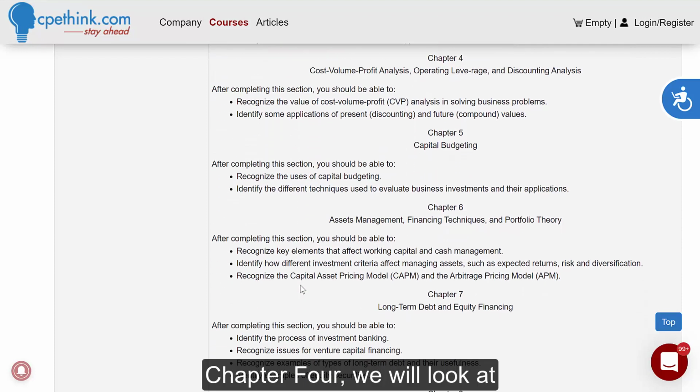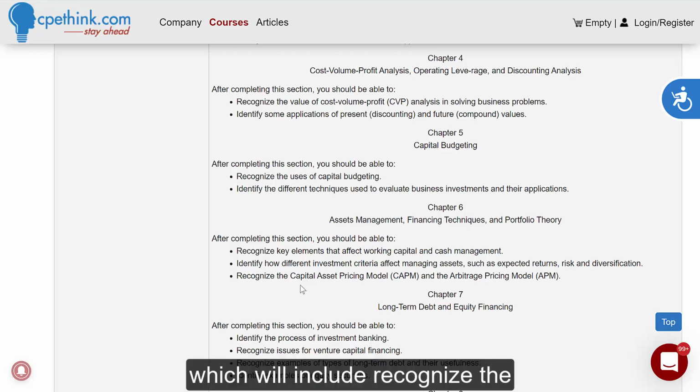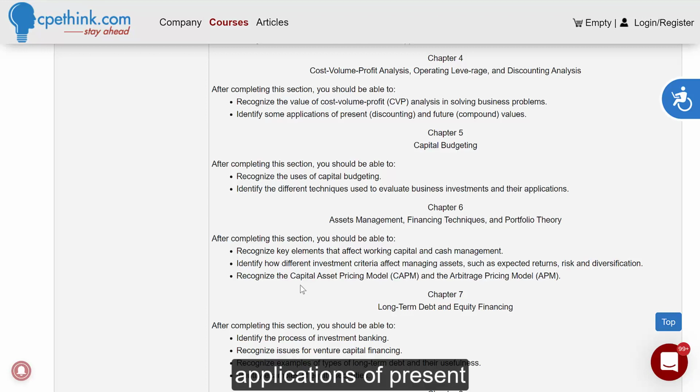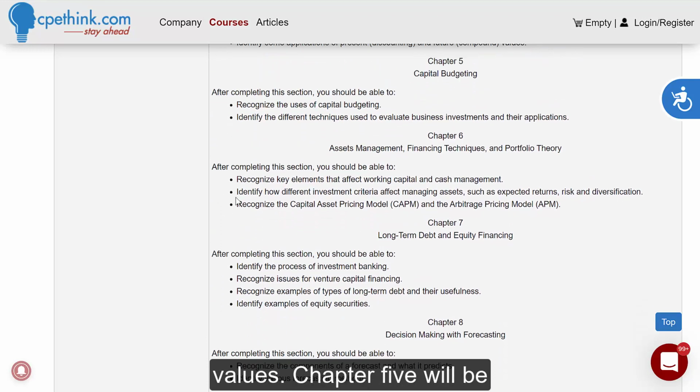Chapter 4, we will look at cost, volume, profit analysis, operating leverage, and discounting analysis, which will include recognize the value of cost, volume, profit, or CVP analysis in solving business problems. Identify some applications of present discounting and future compound values. Chapter 5 will be capital budgeting, where we will recognize the uses of capital budgeting and identify the different techniques used to evaluate business investments and their applications.